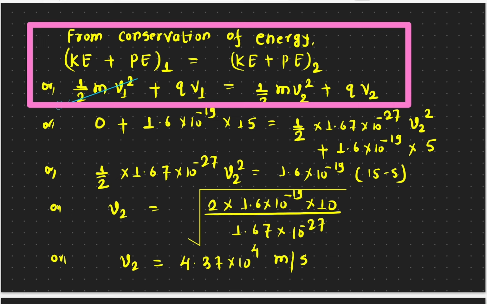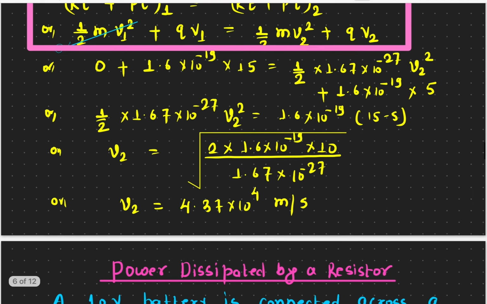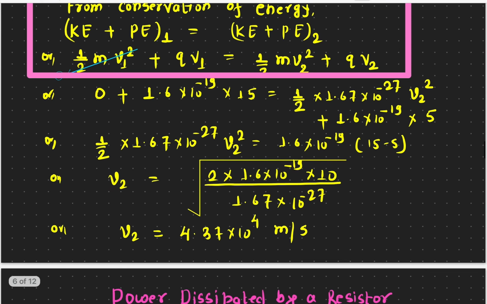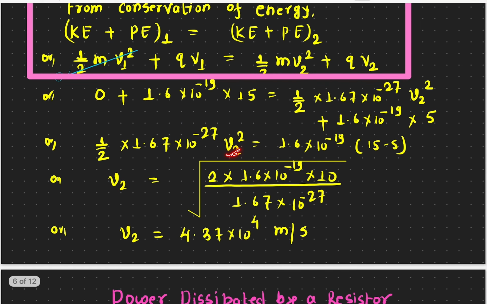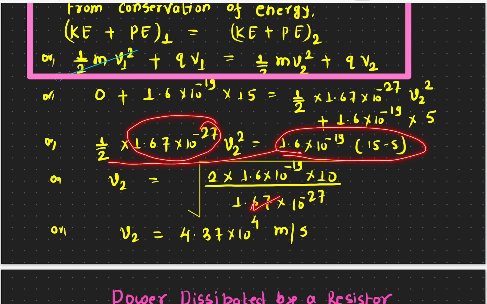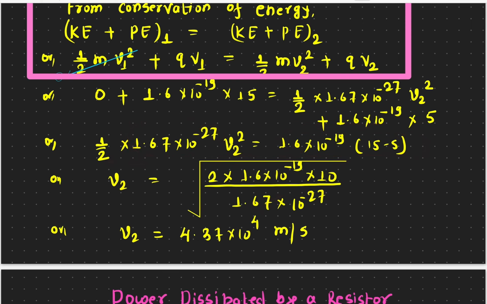So what I've done here, I have taken this term on this side and taken this term to the other side. So on the other side, it will be 1.6 times 10 to the negative 19. We have the same term here, and then it will be 15 minus 5. And now I can solve for V2. The V2 would be, if you see it is a square, then you have to take the 2 to the other side times this number divided by this number here. So just solve it. If you plug in your calculator, the number you will get is this number here.